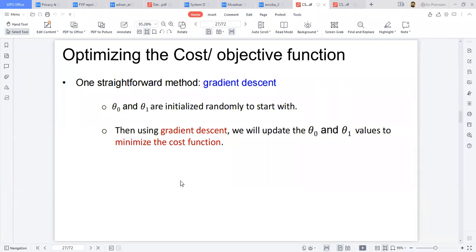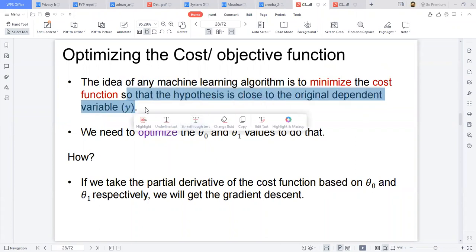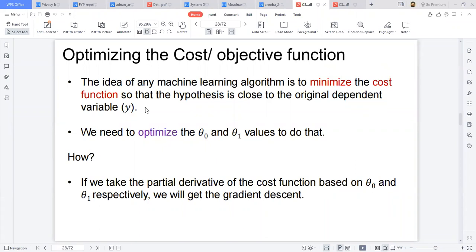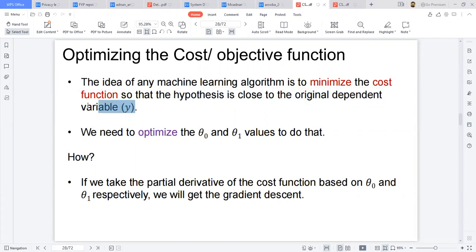The idea of any machine learning algorithm is to minimize the cost function. We have to minimize the error so that the hypothesis is close to the original dependent variable. We know the actual value, and we have to make our value close to it. So we need to optimize the theta naught and theta 1 values to do that. How? If we take the partial derivative of the cost function with respect to theta naught and theta 1 respectively, we will get the gradient.